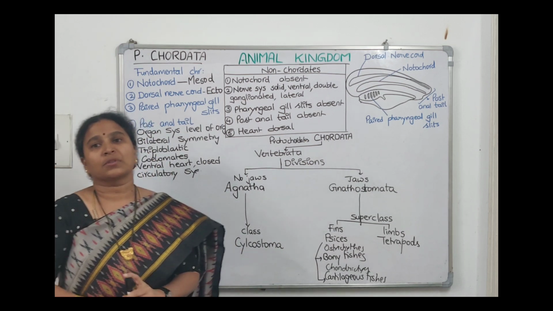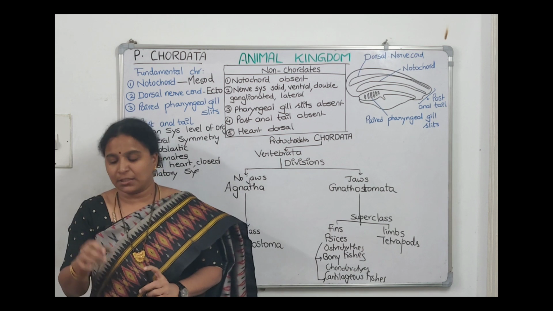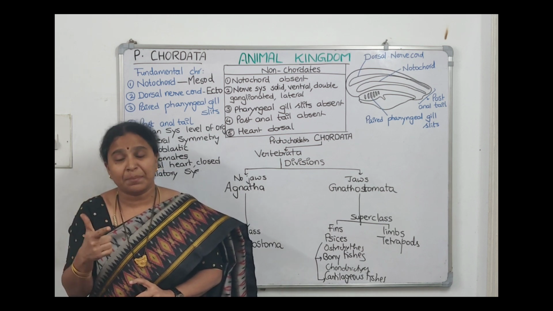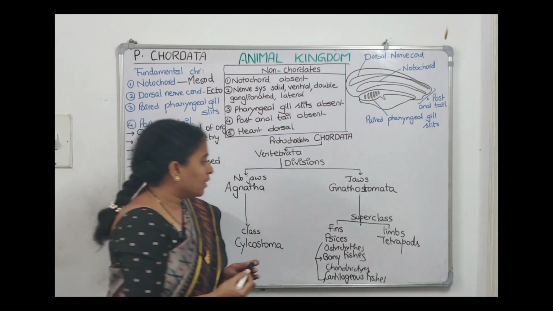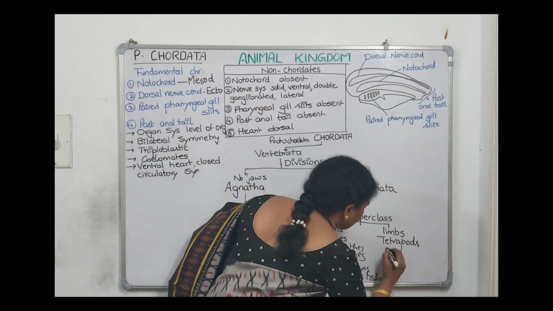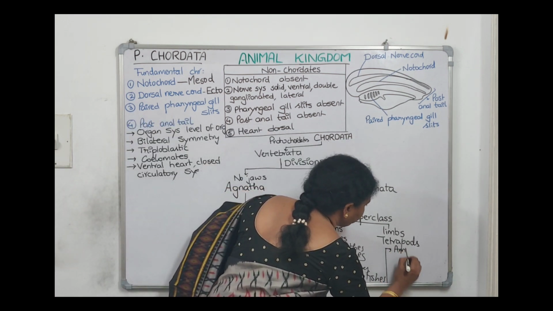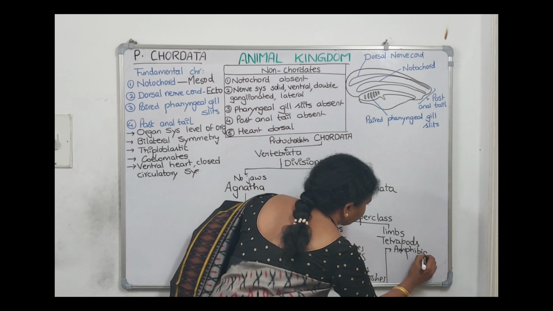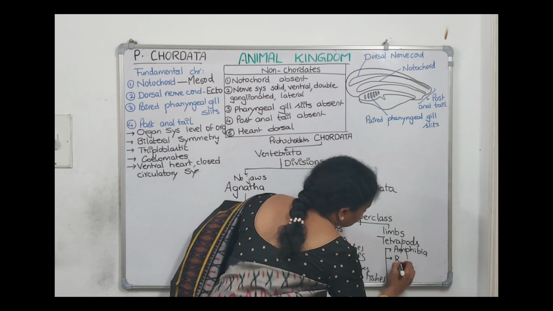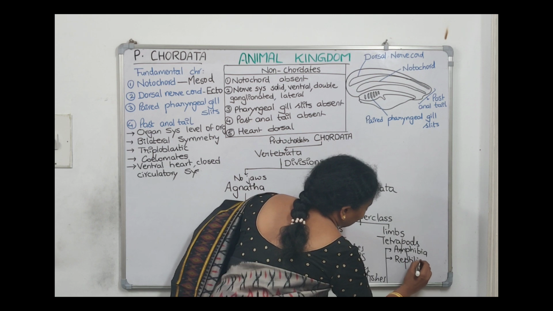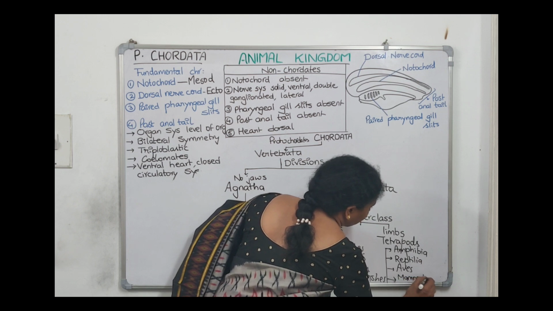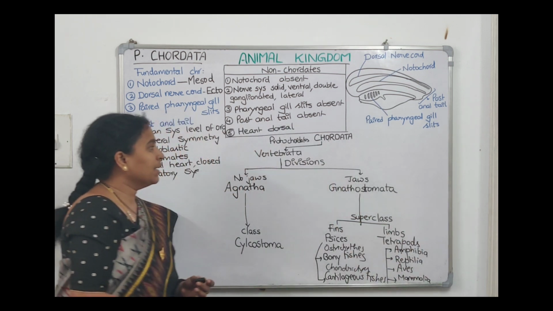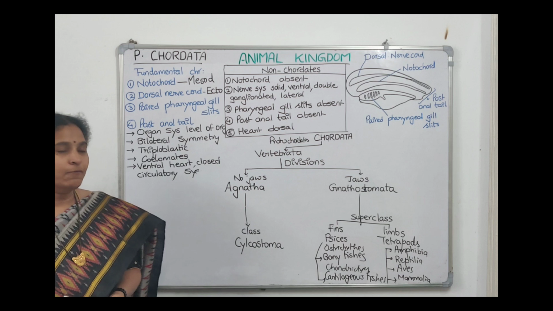Now, coming to tetrapods. Tetrapods are divided into four classes. The first class is Amphibia. The next class is Reptilia. The third class is Aves. And the fourth one, the advanced class where we belong, is called Mammalia. So this is a subclassification of Vertebrata.